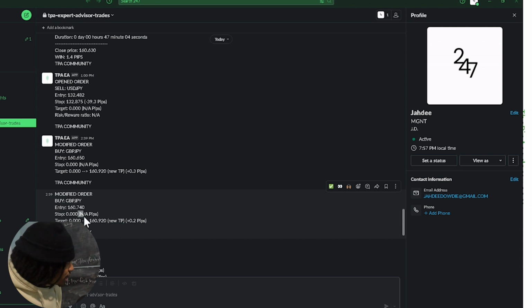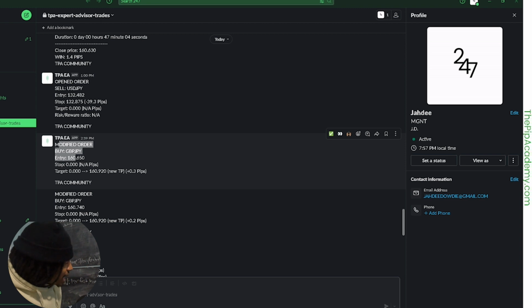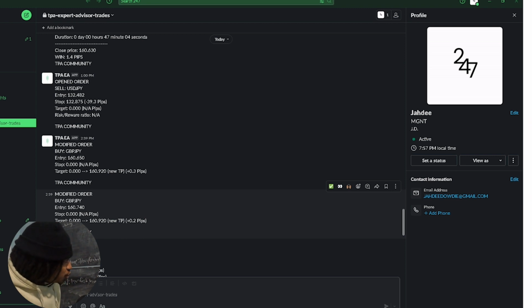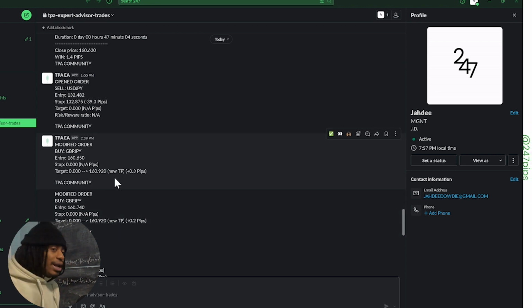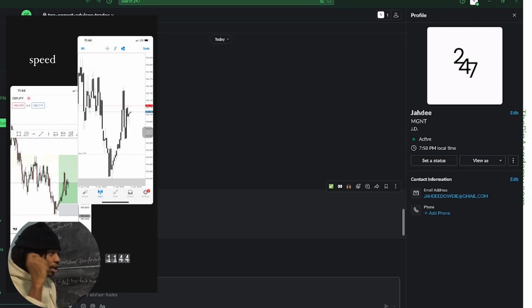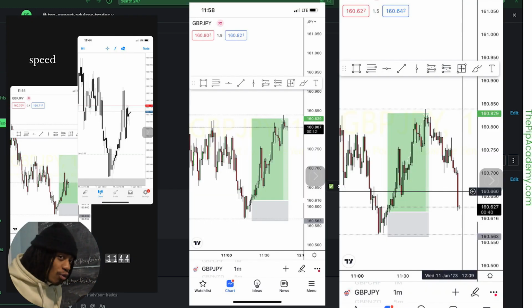So there's this buy and this order that was also modified. And these are the positions that I'm talking about, where we got out at this price, 160.92, and I'm going to put the screenshot here. So you can see I shared this over on the Pip Academy Instagram page.